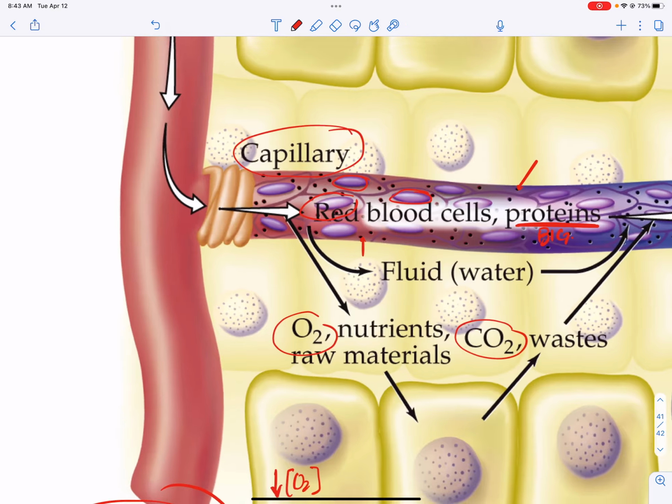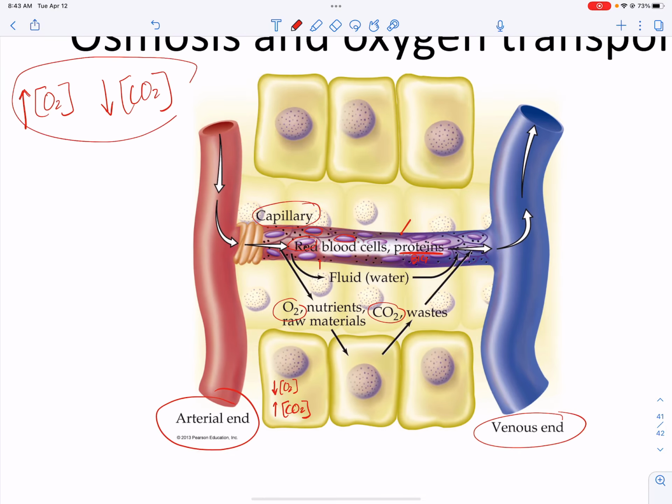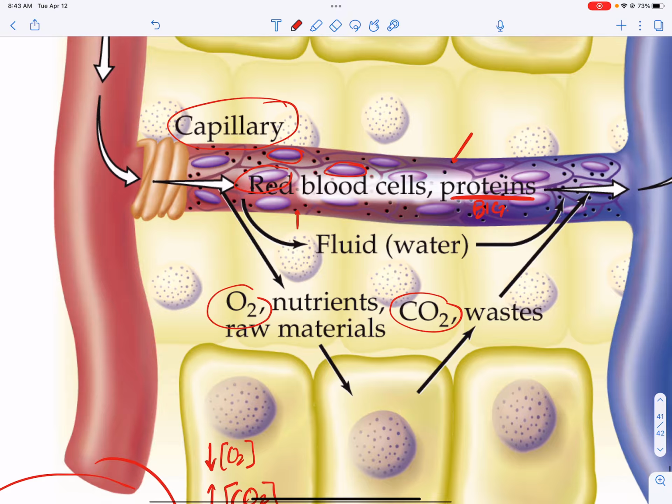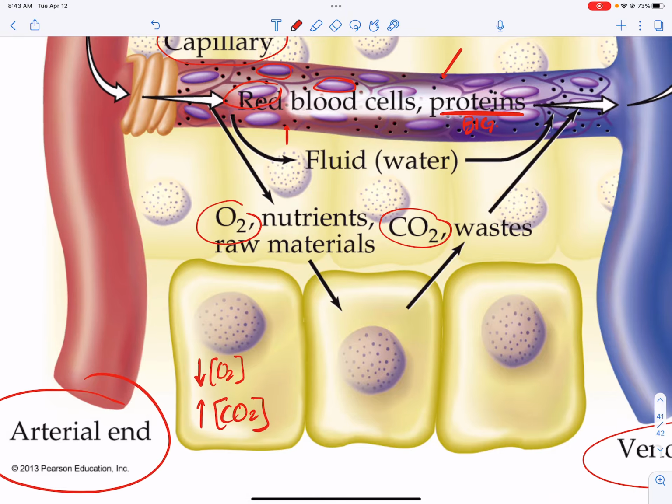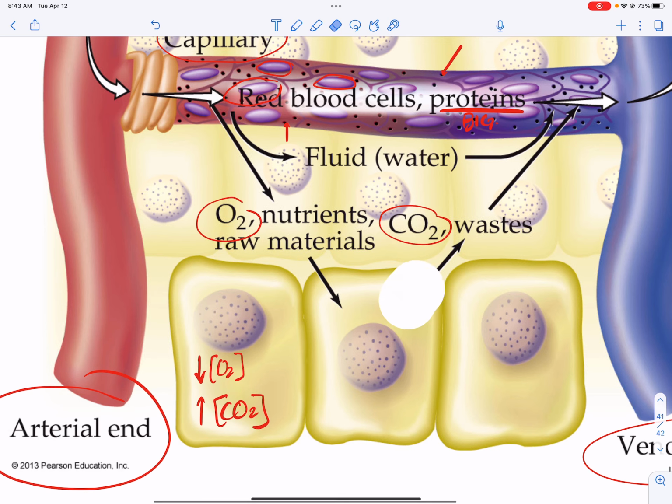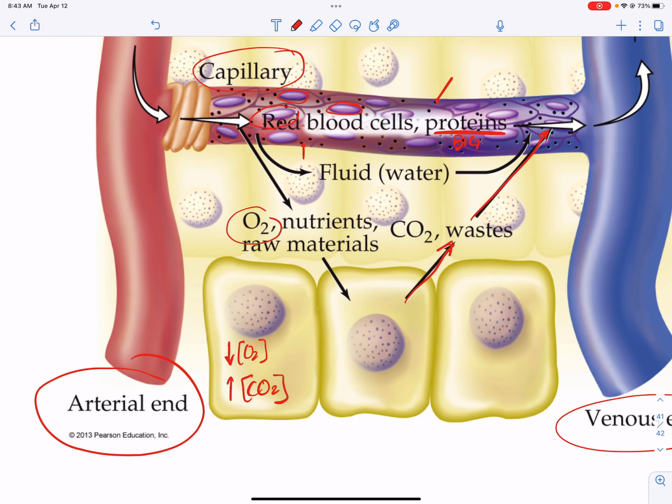Okay, now in the blood, what we said is we have high oxygen, low CO2. So you can see that oxygen is going to move from an area of high concentration in the blood, it's going to be forced and pushed out to an area of low concentration down here in these cells. CO2 is at a high concentration in the cells, and it's going to be moved, follow these arrows, into the blood where there's a low concentration of CO2. And that's the exchange we want to happen, right?